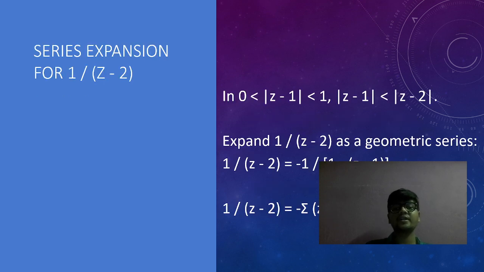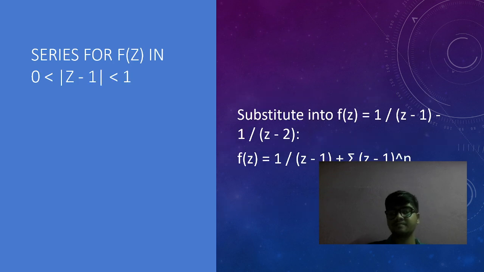Series expansion for 1/(z-2) in 0 < |z-1| < 1, where |z-1| < |z-2|. Expand 1/(z-2) as a geometric series. 1/(z-2) = -1/(1-(z-1)), so 1/(z-2) = -Σ (z-1)^n.